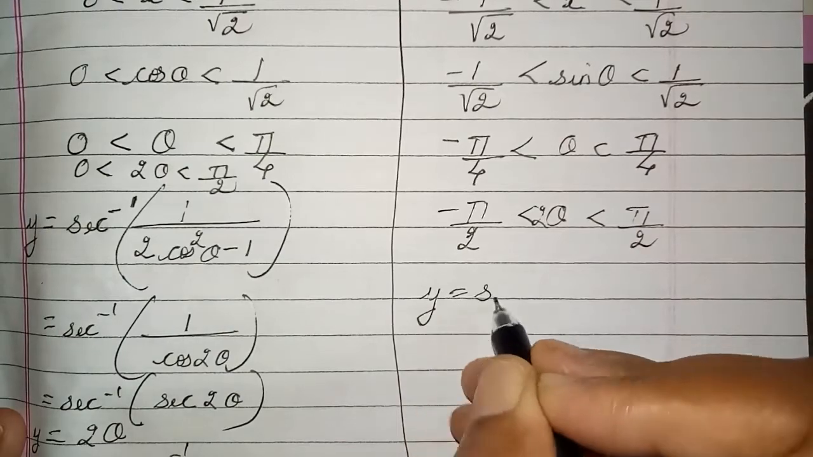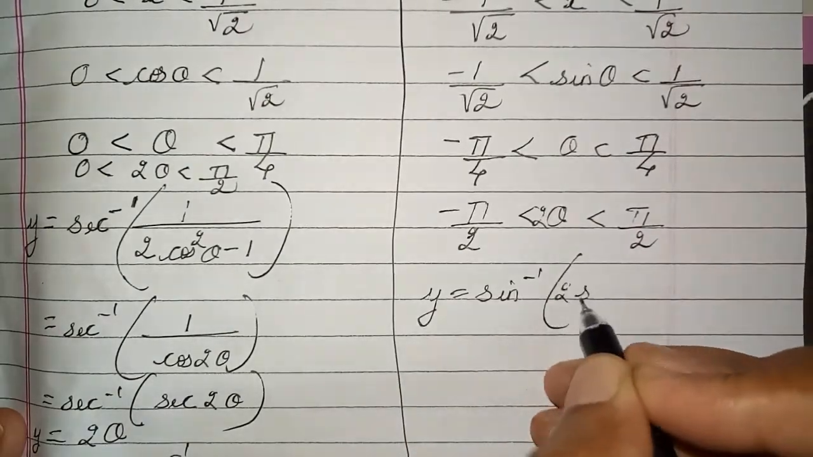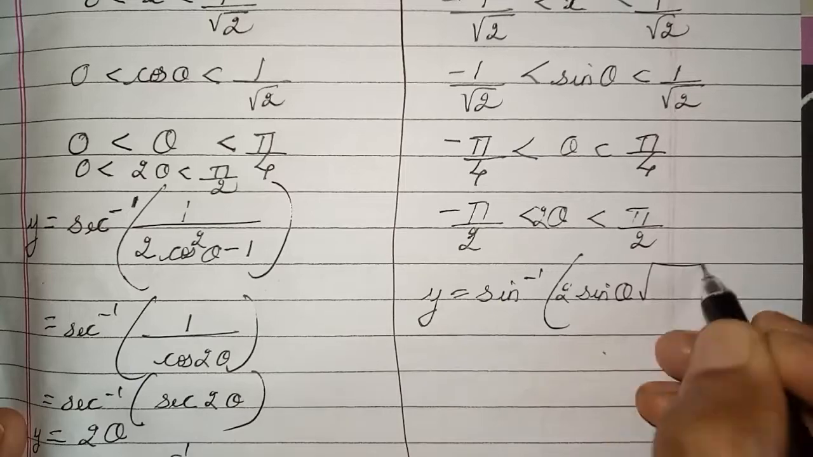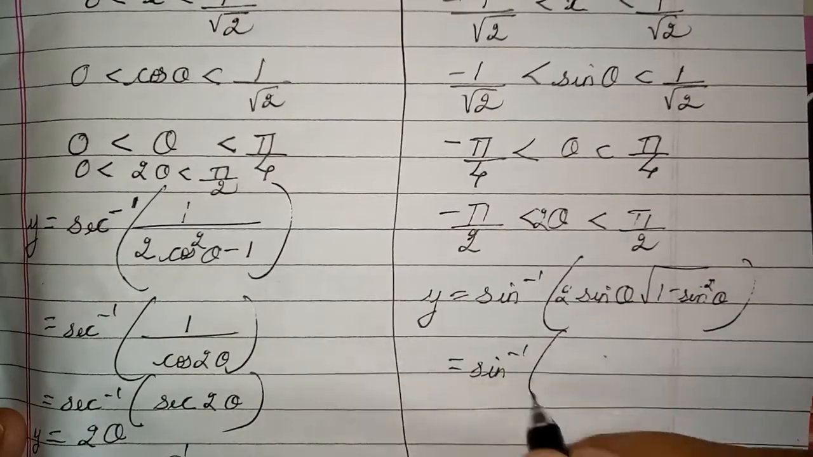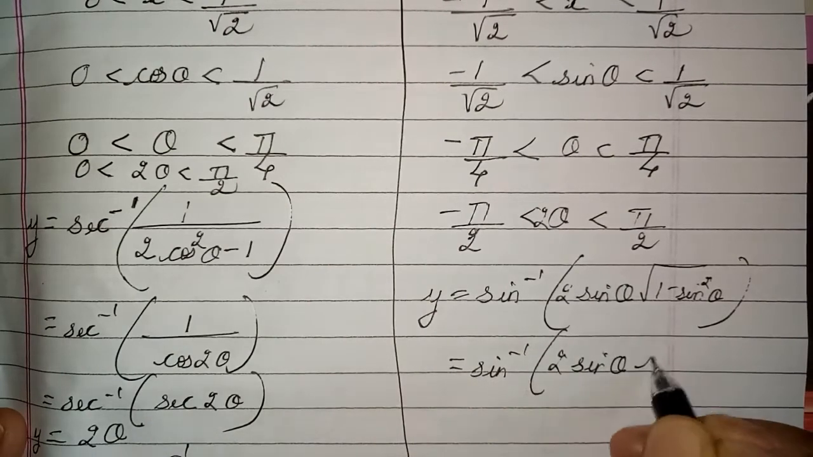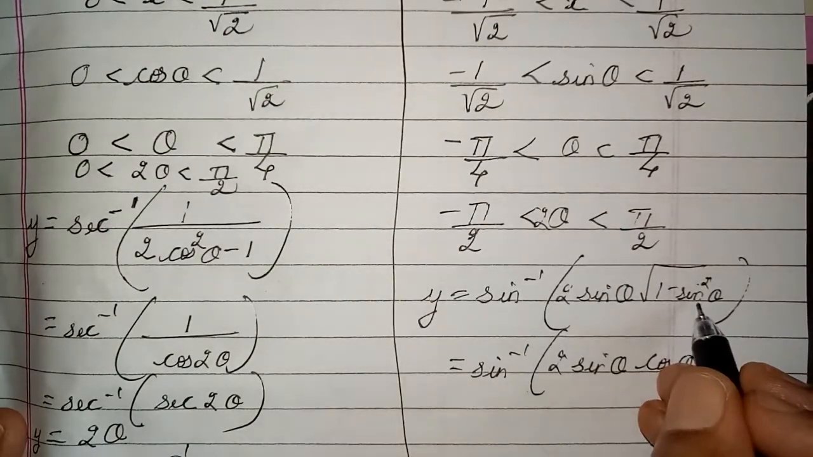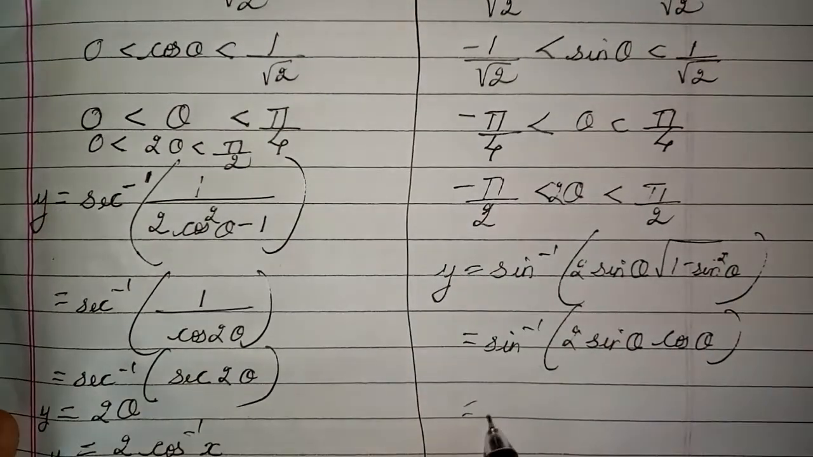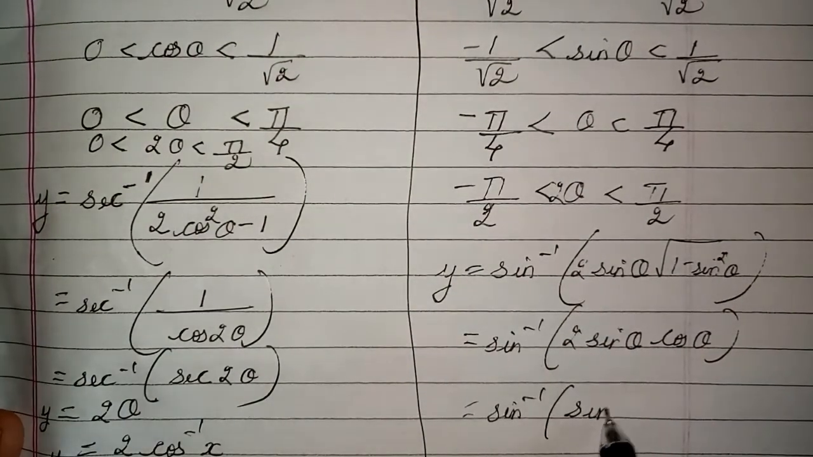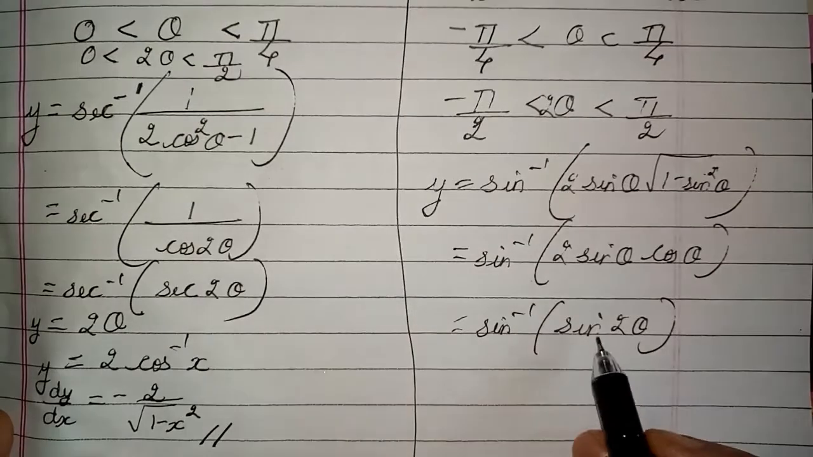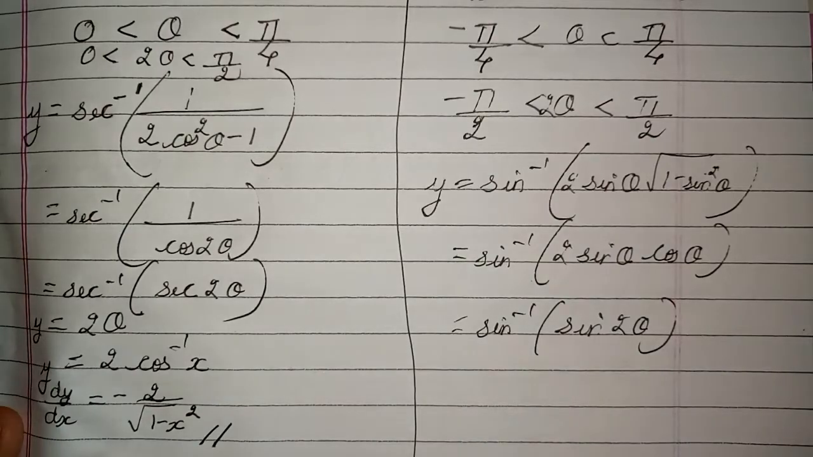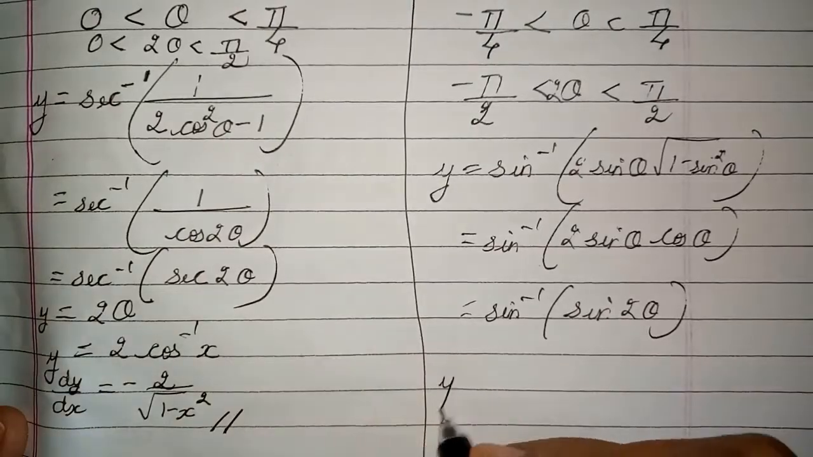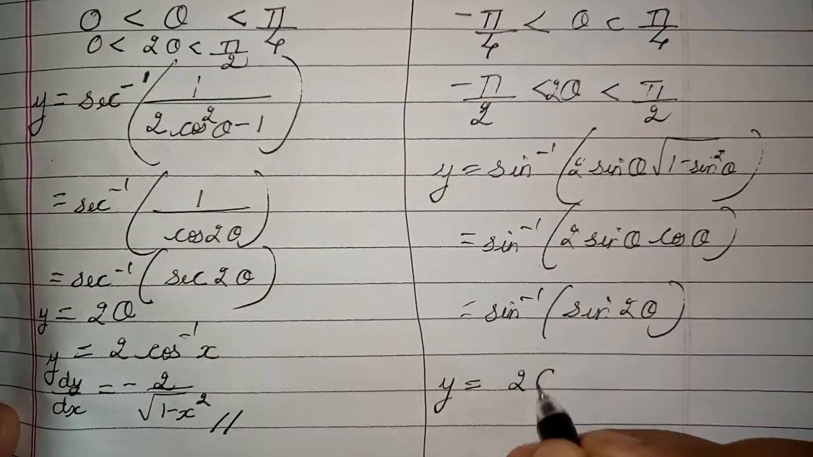So now your function will be y equal to sine inverse of 2 sine theta into root of 1 minus sine square theta. So this will be equal to sine inverse of 2 sine theta cos theta, because 1 minus sine square theta is cos square theta, its root is this. So this is sine inverse of sine 2 theta. And I told you sine inverse and sine can be cancelled, because the range of sine inverse is closed interval minus pi by 2 to pi by 2. So sine inverse will get cancelled, so it will be 2 theta.